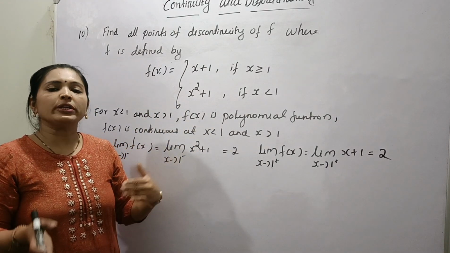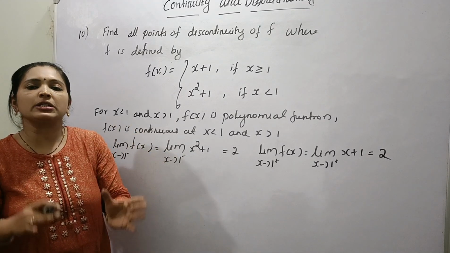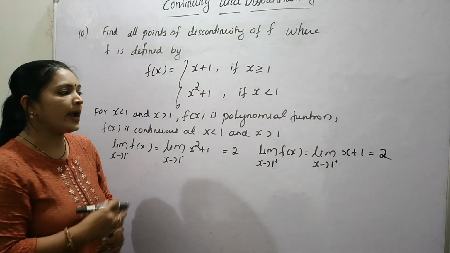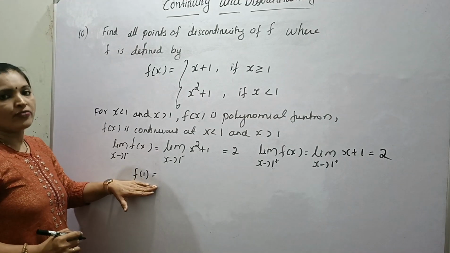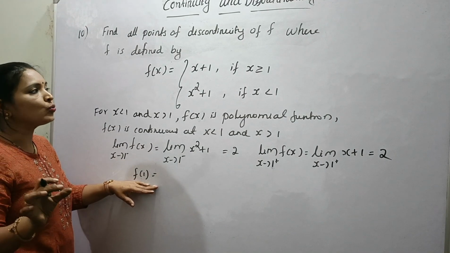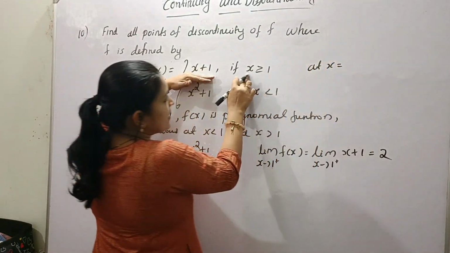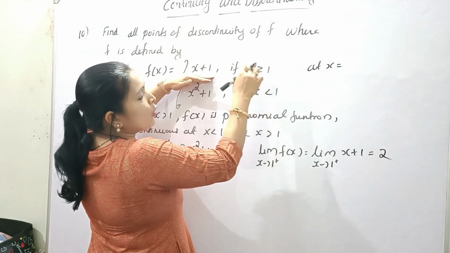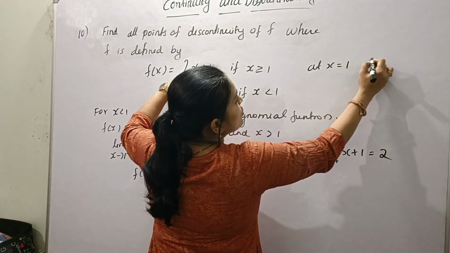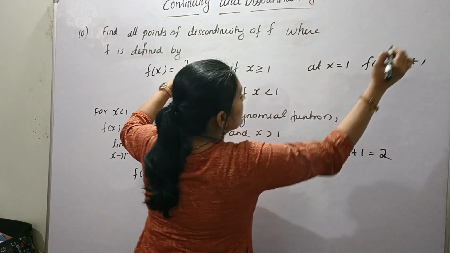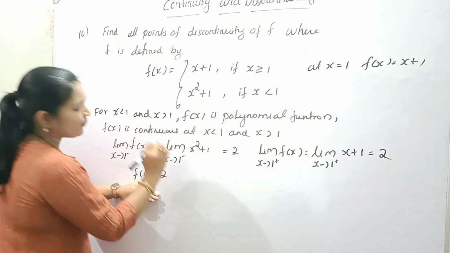Next, according to the definition of a continuous function, we have to prove that left hand limit equals right hand limit, which should be equal to the value of the function at x is equal to 1. So what is f of 1? At x is equal to 1, what is the function? It is x plus 1, because it is given when x greater than or equal to 1. So at x is equal to 1, f of x is equal to x plus 1. So what is f of 1? Substitute x is equal to 1, that is 1 plus 1, 2.